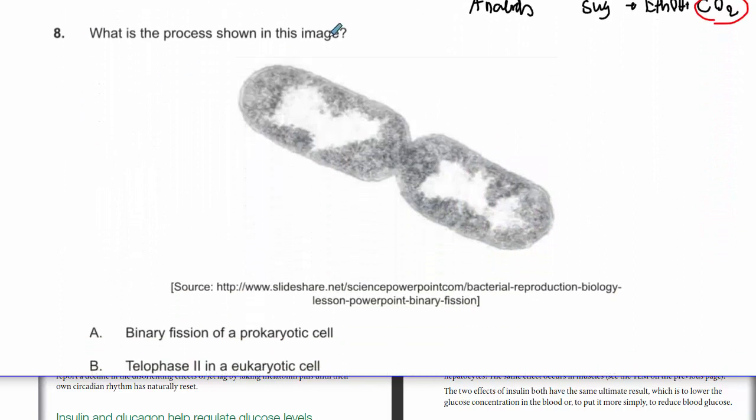What is the process shown in this image? And of course, we can see that it's dividing. Okay. But what cell is dividing? Well, it has no organelles, that we can see at least.